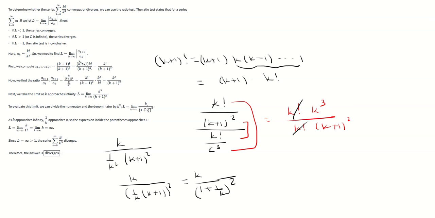And as k approaches infinity, the bottom goes to 1, the top goes to infinity. So the limit is infinity. So now we're over here. The limit is infinite, so the series diverges. And that is our answer.